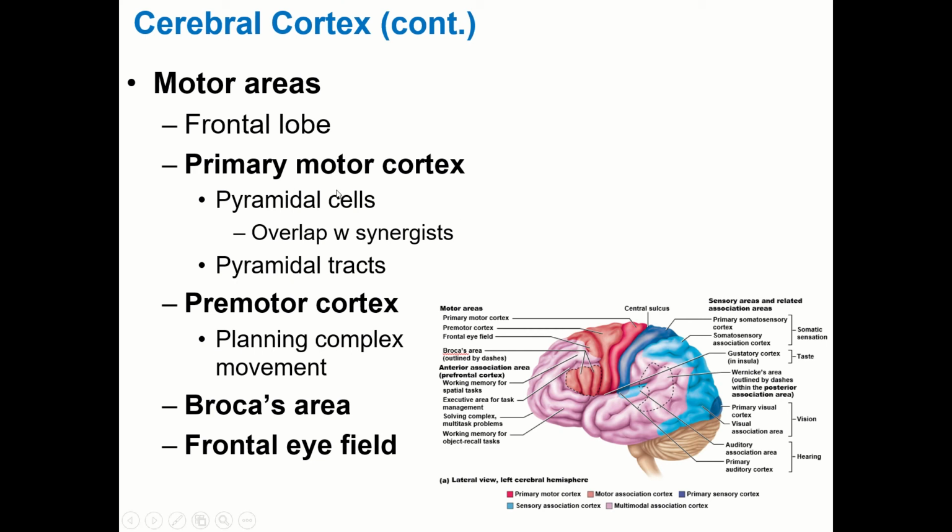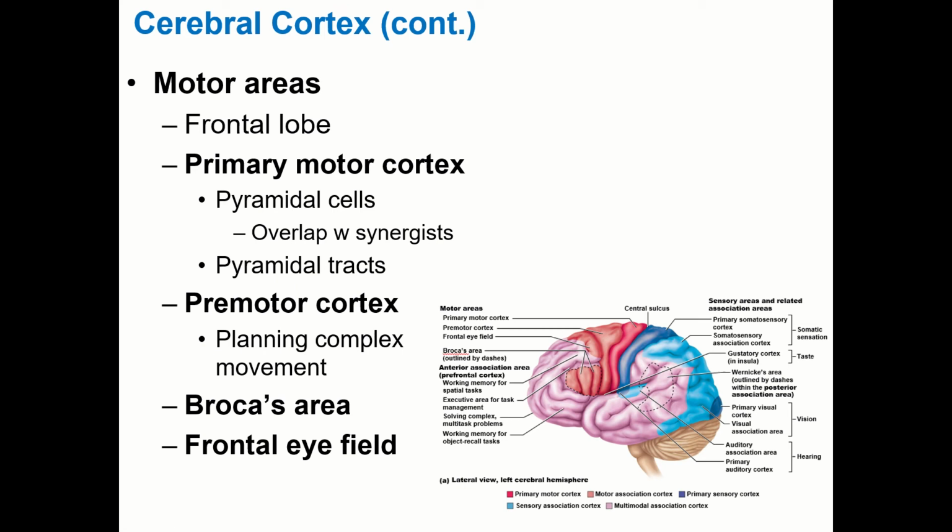The thing I want you to know so far from this slide is that we initiate movement at the primary motor cortex, as opposed to the premotor cortex up here, which, as you can see, is where we plan movement.